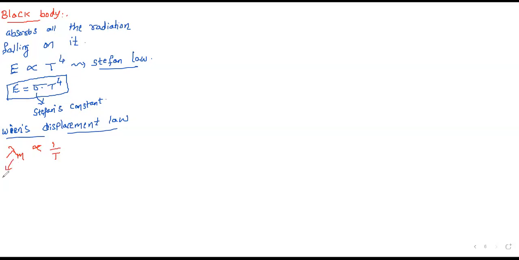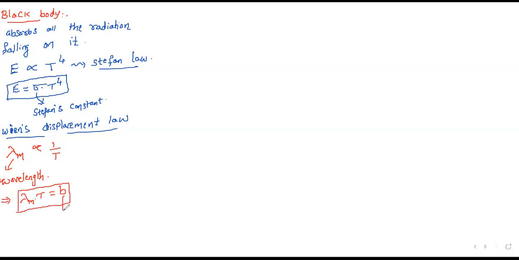What is this lambda m? It is the wavelength corresponding to the maximum intensity of emission of the black body, and it is inversely proportional to the temperature. To remove that proportionality, we can introduce a constant: lambda m into T is equal to B. That B is a constant.